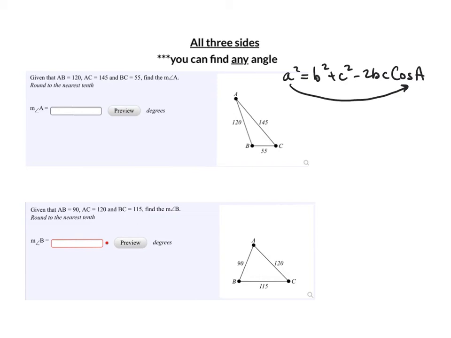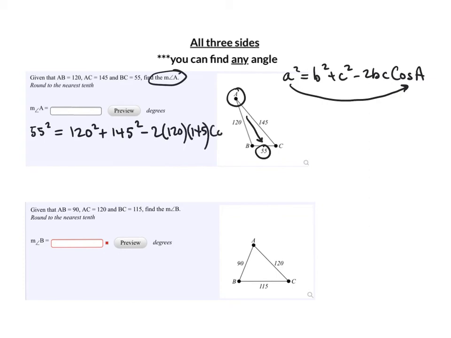So in this case, since we're going to find angle A, we're going to end with the cosine of A, which means we need to start with the opposite side, 55. So it's 55 squared equals 120 squared, the other two sides, plus 145 squared minus 2 times 120 times 145 times the cosine of A. Now we have to work these out.